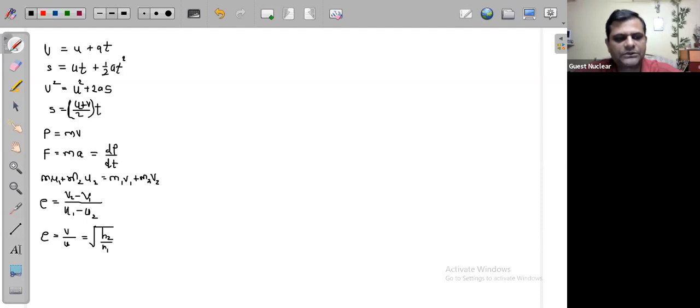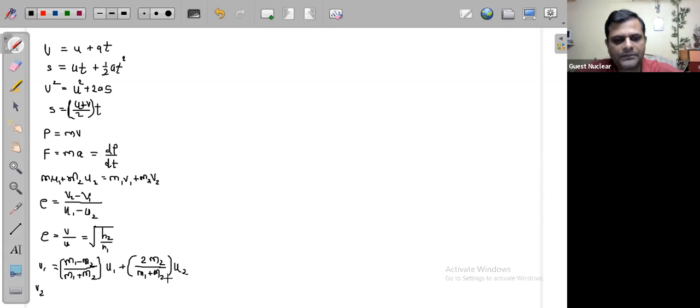And again, we have the formula for the velocities after collision in case of head-on perfectly elastic collision. So v1 and v2. So v1 can be obtained to be simply m1 minus m2 upon m1 plus m2 into u1, plus, here again, 2m2 upon m1 plus m2 into u2.